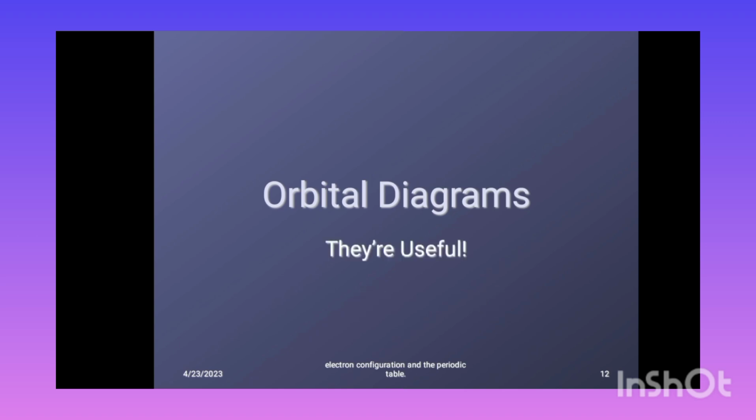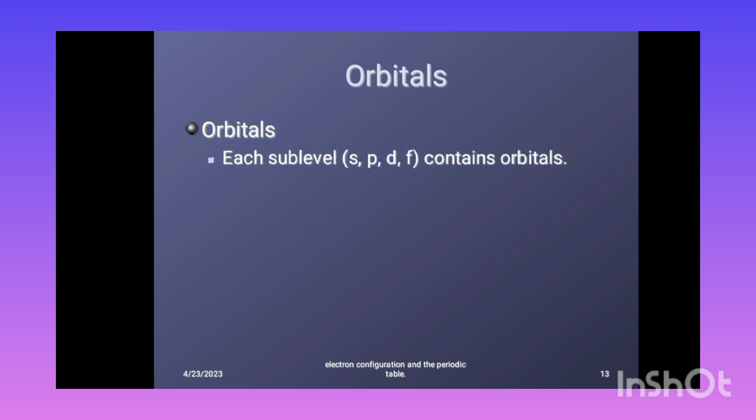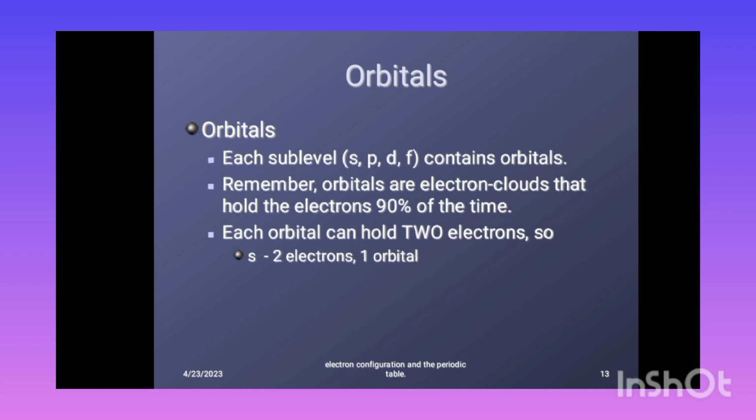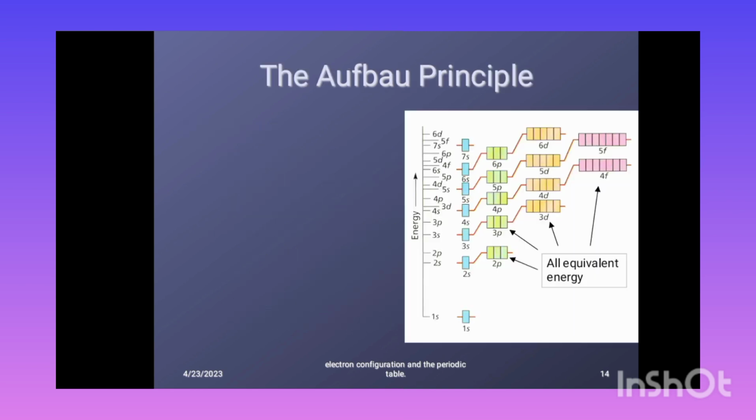The other is the orbital diagram. They are useful. So, orbitals. Each sublevel (s, p, d, f) contains orbitals. Remember, orbitals are electron clouds that hold the electron, 90% of them. Each orbital can hold 2 electrons. So the s sublevel can hold 2 electrons. That's one orbital. P, 6 electrons will be there because of the existence of 3 orbitals. D, 10 electrons will be there due to the presence of 5 orbitals. F, 14 electrons can be there due to the presence of 7 orbitals.